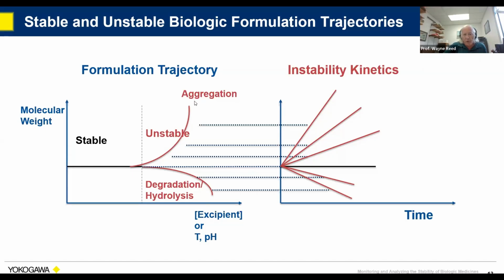For example, aggregation. If you stop however you're ramping this up, and just look at this one condition, then you get a kinetic. You plot the molecular weight versus time. It's going up for aggregation events. So these are different points on that instability curve. And if it's degrading, they would be going down. Now, I put molecular weight here, but it could be some other characteristic. It could be a hydrodynamic diameter or quantity of alpha helix or whatever else.